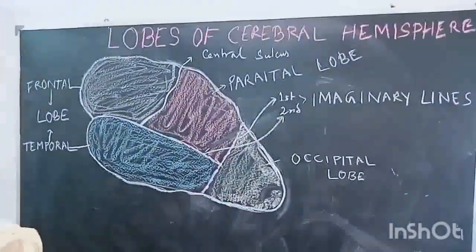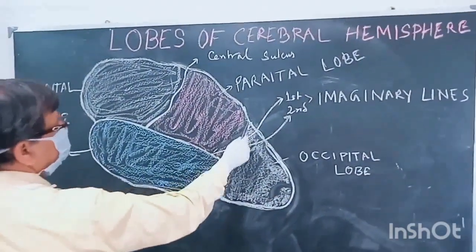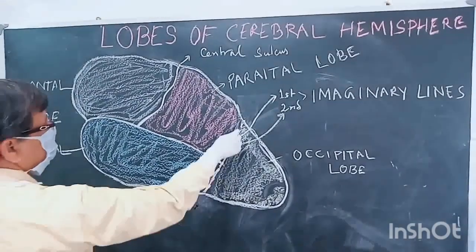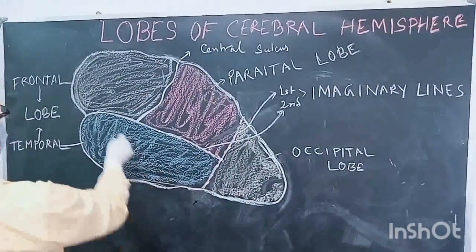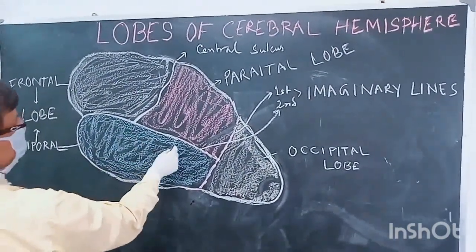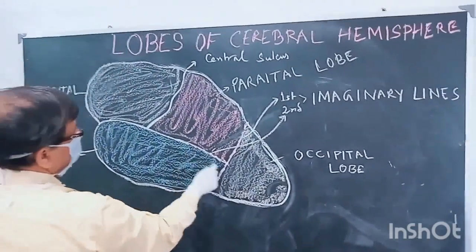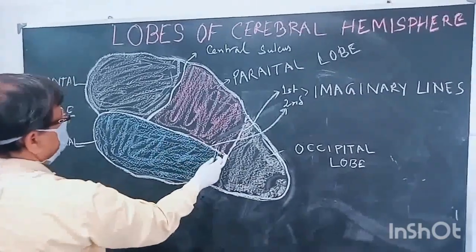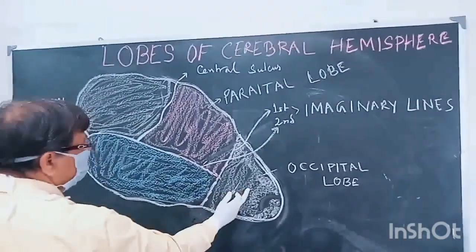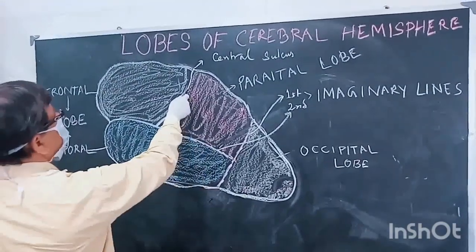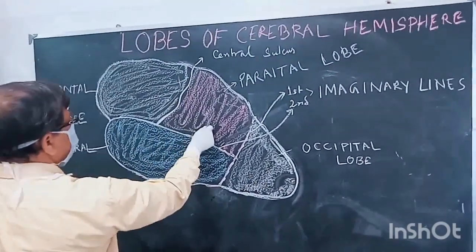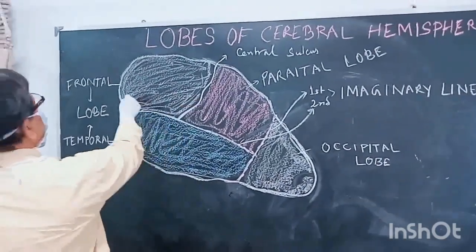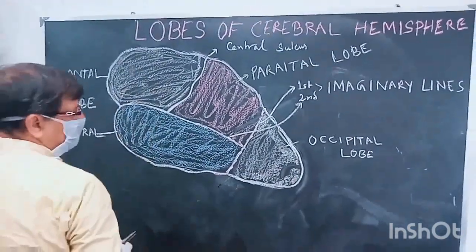You see, this is the first imaginary line, a vertical line from the parieto-occipital sulcus to the preoccipital notch. This is the posterior ramus of the lateral sulcus, and its horizontal part is elongated to touch the first vertical line. This is the second imaginary line. Behind it, above the lateral sulcus and behind the central sulcus, is the parietal lobe. Below the lateral sulcus is the temporal lobe, and in front of the central sulcus up to the frontal pole is the frontal lobe.